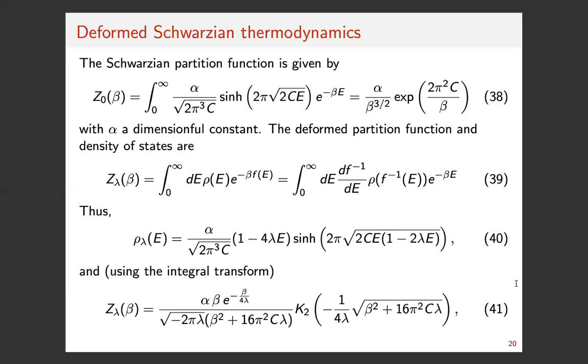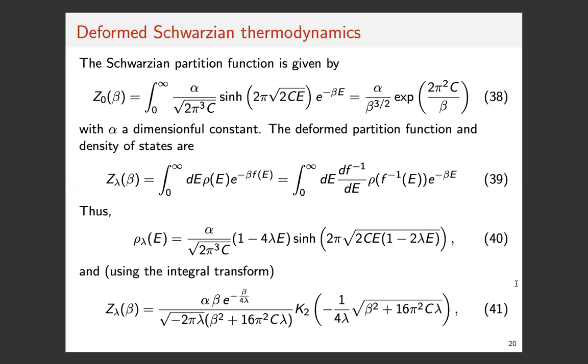You can also see that from equation 40. Take lambda to be negative and now send E to infinity, or E large, then this goes like e to the energy. And so you'll have this Hagedorn growth. And so you expect that there's some temperature where the partition function doesn't make sense anymore or diverges. And that is exactly this particular temperature where the root inside the Bessel K vanishes.